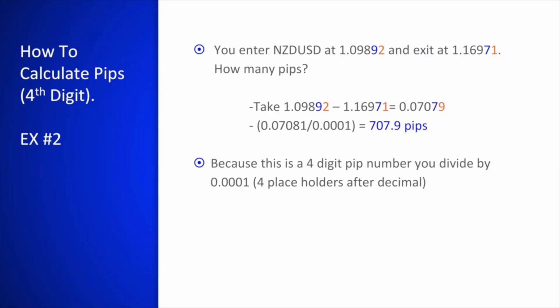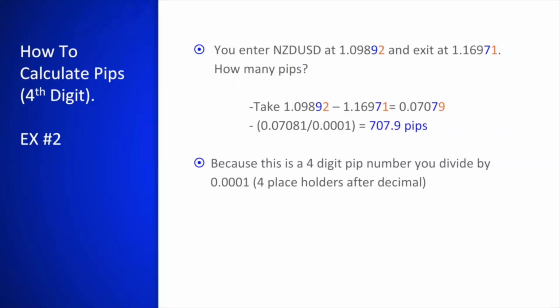So after finding out what the actual decimal number is, this method is for people who like dividing. If you're the dividing type, then what you want to do is take that 0.07079 and divide it by 0.0001. The reason why we're dividing it by 0.0001 is because, remember, the 4th digit from the decimal is the pip. So when you take 0.07079 divided by 0.0001, you should get 707.9 pips. That's for you guys that like to divide stuff.